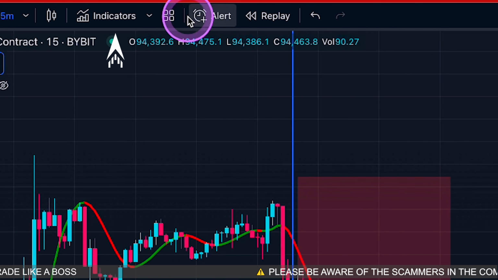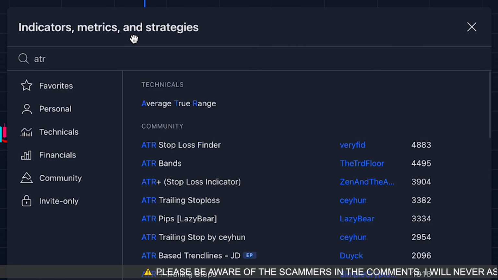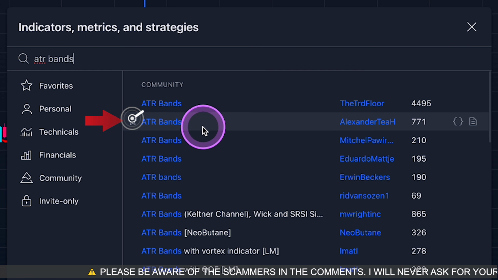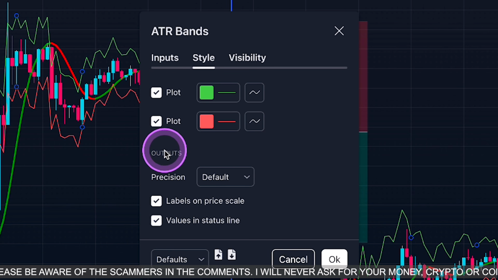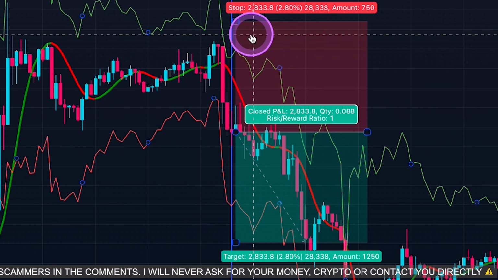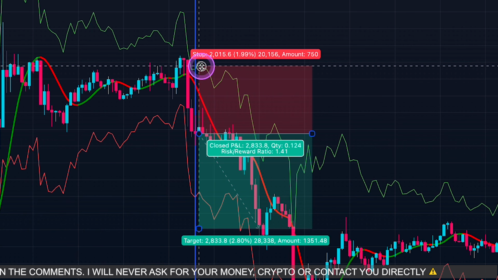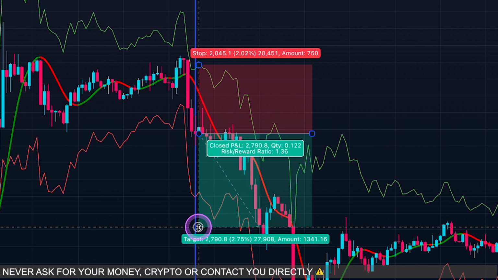be adding another indicator for those stop losses. The indicator is the ATR bands. We're going to be using the one by TH just here. We want to set the ATR bands to a multiplier of 3. And we're going to set our stop loss to the ATR bands. We're then going to set our take profit to a risk to reward of 1.